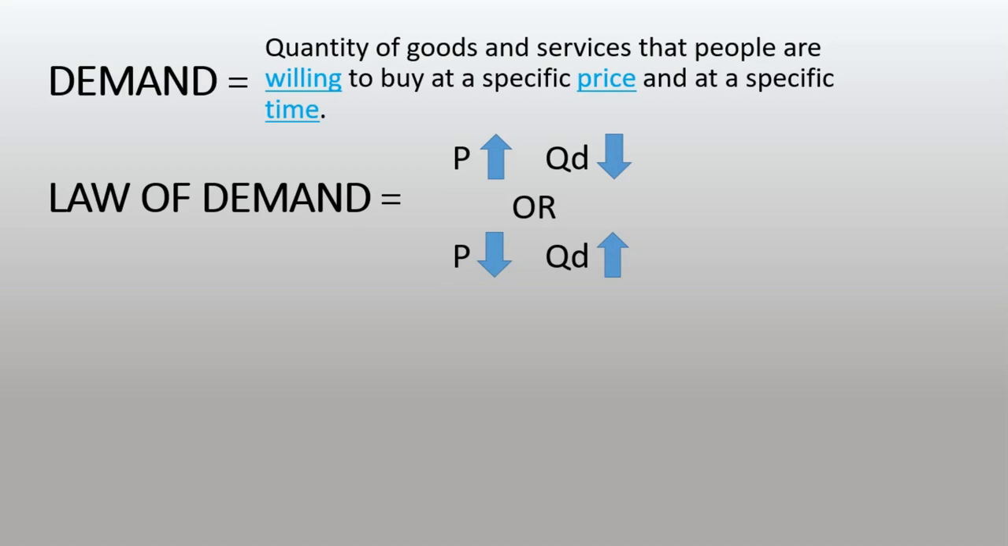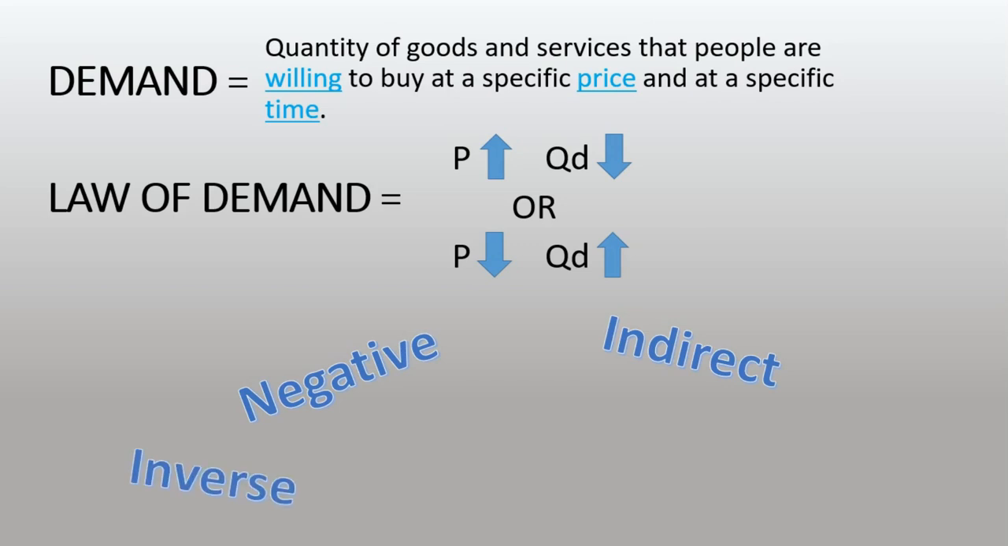Now, as you can see, we have different directions occurring. So as price increases or decreases, there's always the opposite effect on the quantity demanded. And these are the terms that get thrown around when we speak about the relationship between price and demand. We say that this relationship is negative, indirect, inverse, or opposite. These words all describe the relationship between demand and price.